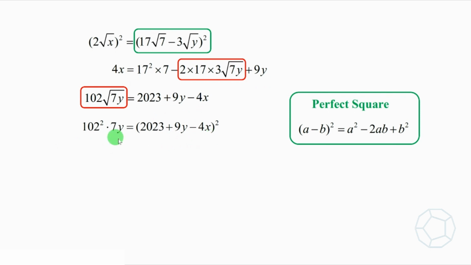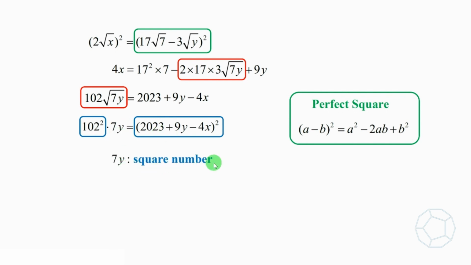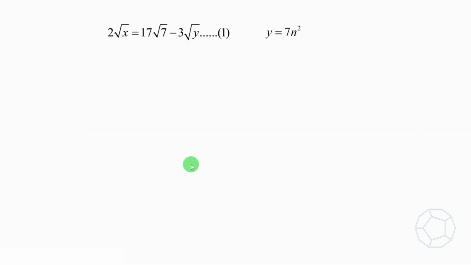Up to here, what can we say about y? Because we have these two square numbers, 7y should also be a square number. Moreover, because 7 is a prime number, we can let y equal 7n squared, where n is a positive integer. This ensures that 7y is also a square number. This form is nice because we can express x in terms of n as well.